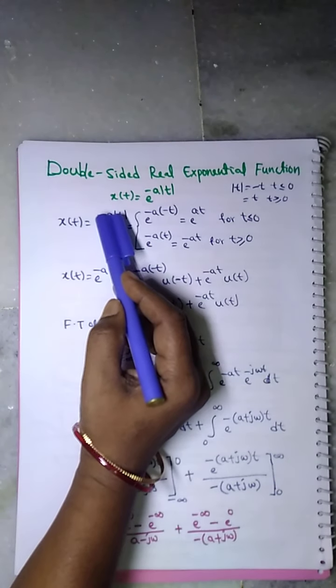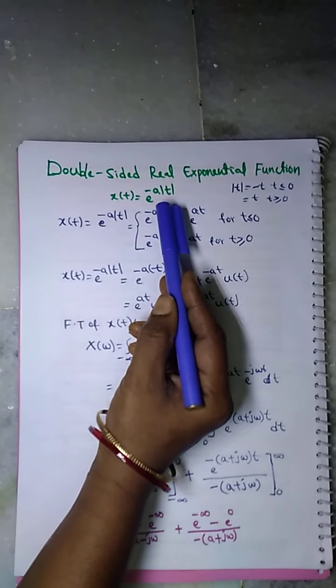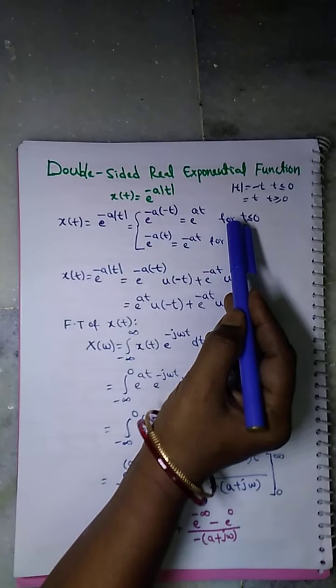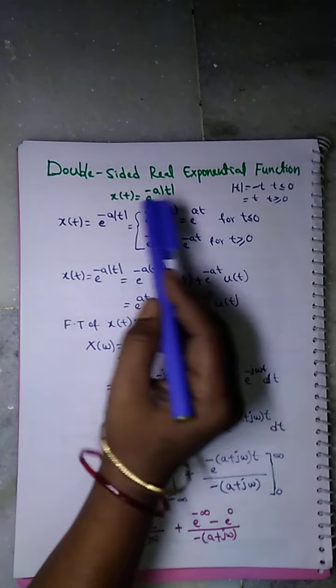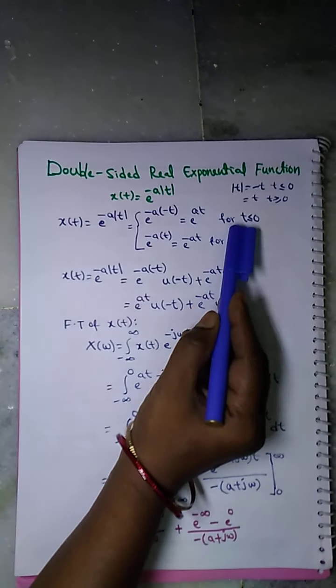That is why e^(-a|t|) will be taken as e^(-a·(-t)) for t less than or equal to 0. So e^(-a|t|) will be equal to e^(at) for t less than or equal to 0. Similarly, e^(-a|t|) will be equal to e^(-a·t), that is e^(-at), for t greater than or equal to 0.